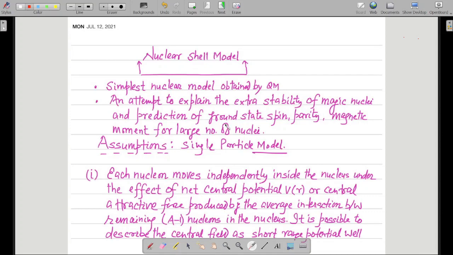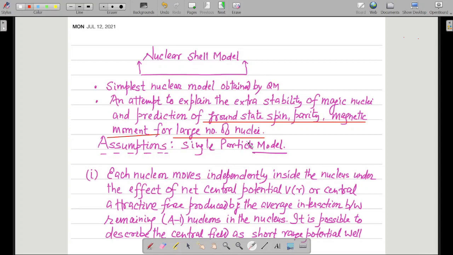So that's why it is an attempt to explain the extra stability of magic nuclei, and it helps to predict the ground state, spin, parity, and magnetic moment of a large number of nuclei. The success of the nuclear shell model is that for a large number of nuclei it is able to predict these. The assumption of this nuclear shell model is that it is a single particle model. Now what is the single particle model?